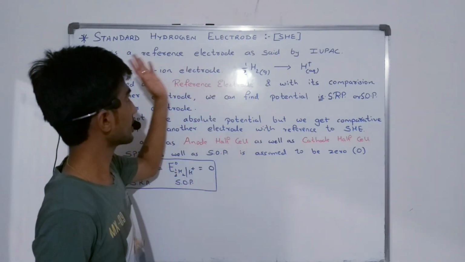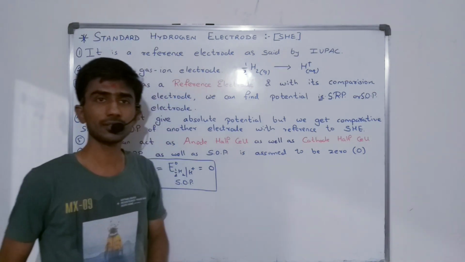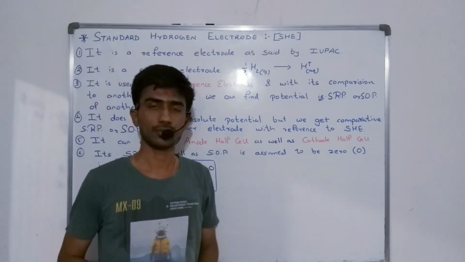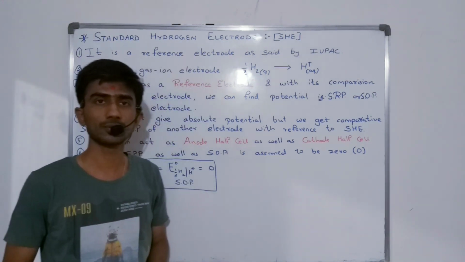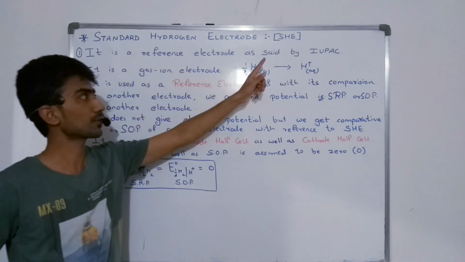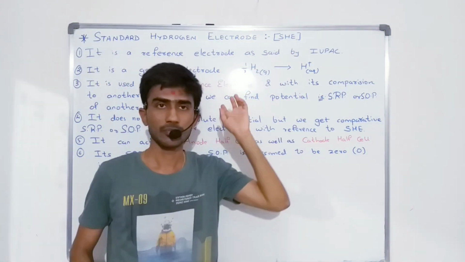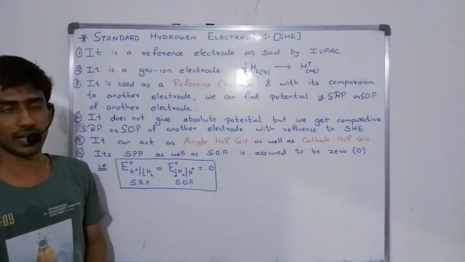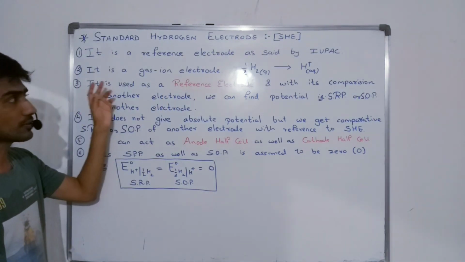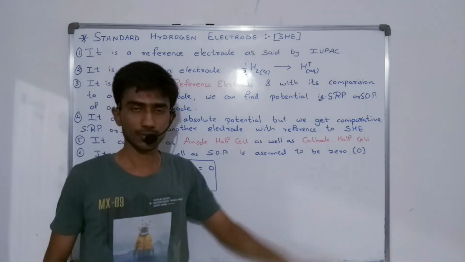Now this standard hydrogen electrode is said to be a reference electrode. The standard hydrogen electrode is known as a reference electrode, as said by IUPAC. It is also known as a gas ion electrode.